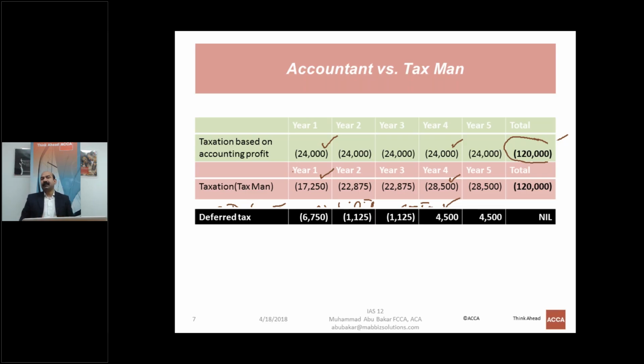The total depreciation will remain equal to 75,000, which is the cost of the asset, assuming nil residual value. Now, tax people depreciate this asset differently, whereas the accountant depreciates this asset differently. So this affects the profitability from each of them. Okay.